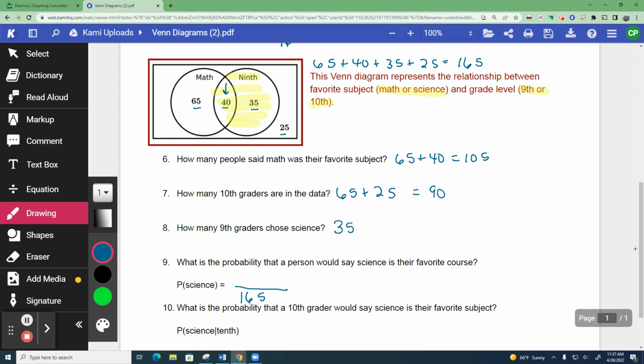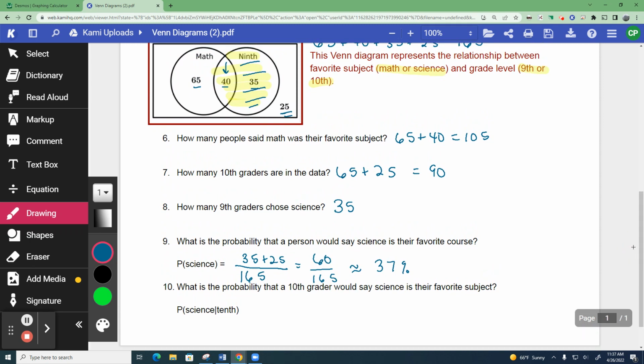So how many like science? Okay, well, the people that like science will be everybody that didn't like math. And so that would be the 9th graders that didn't like math and the people out here that didn't like math. So 35 plus 25 equals 60. So 60 out of the total 165 people gives us about 37%.